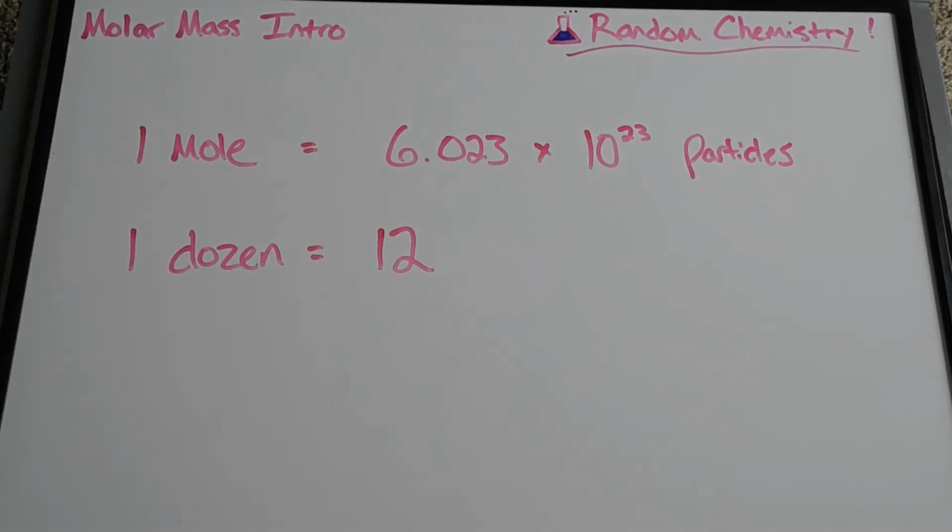In this video, I just want to give a quick introduction to molar mass. When you think of the word mole, you can compare it to the word dozen. Both of them are just units of measure. So if I have 1 mole of something, it just means I have 6.023 times 10 to the 23rd power particles of that something. So for example, if I have 1 mole of sodium, that's how many particles I have.